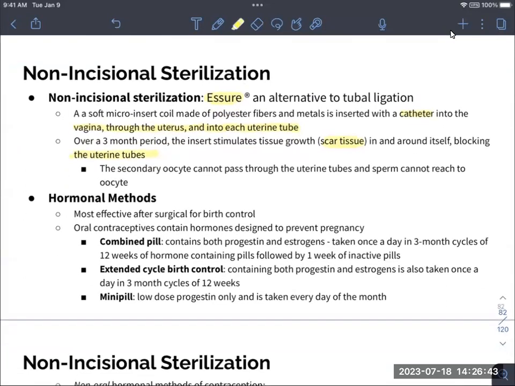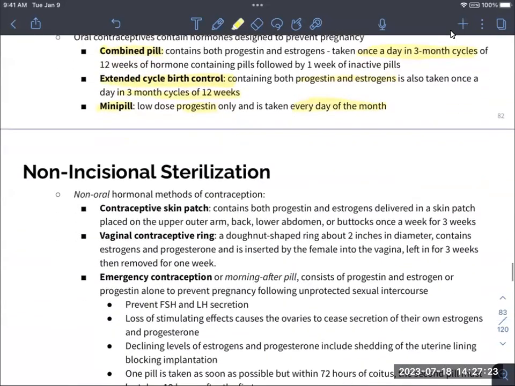And those hormonal methods: pills, extended birth control cycles. The combined pill is progestin and estrogens, and they tend to be taken on a 3-month cycle, so you only see that menstrual cycle once every 3 months. The extended cycle birth control, again, is progestin and estrogen. It's once a day for 3 months, so that's another 3-month cycle. The mini pill is progesterone only, and it's taken every month, and you don't see that menstrual cycle at all.